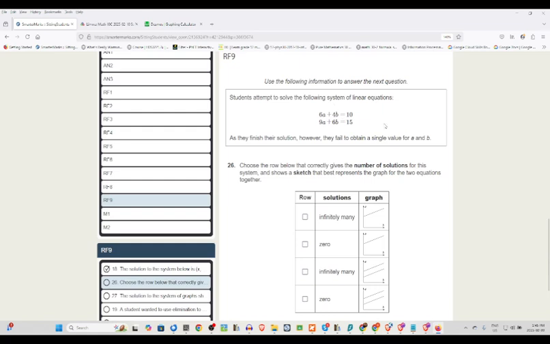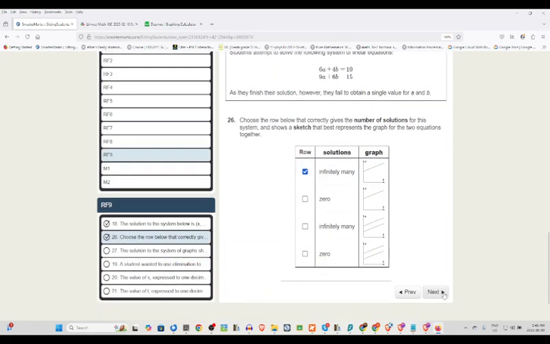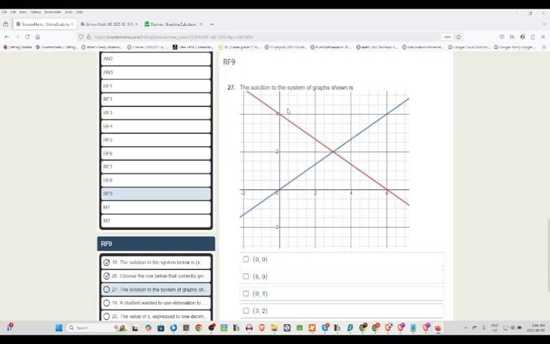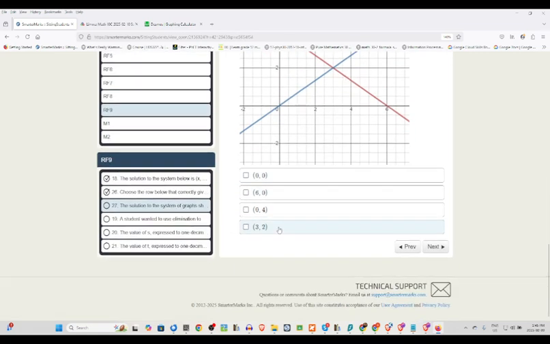expression in the other. Or even just say the first one, everything's a multiple of 2, the second, everything's a multiple of 3. Take out those common factors. Bang, identical. That means there's infinitely many, which is a line that overlaps in the graph. Now here, the solution to this graph is that x equals 3, y equals 2.